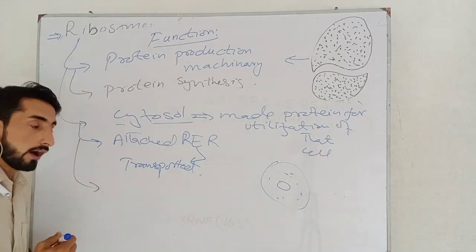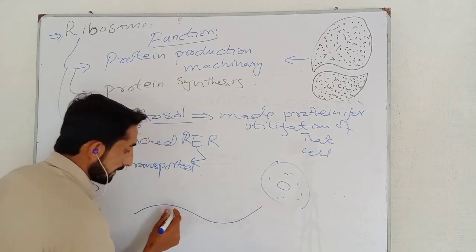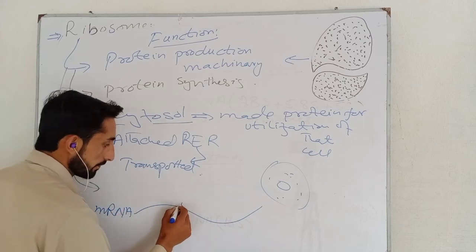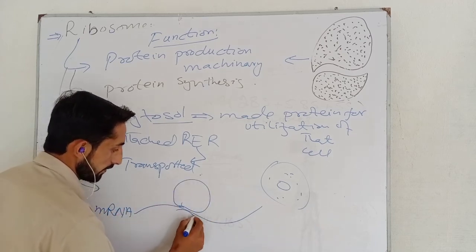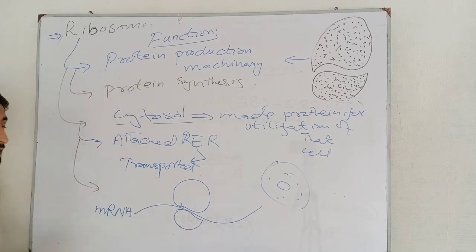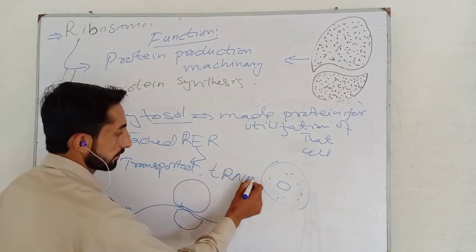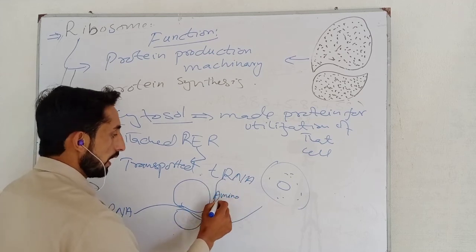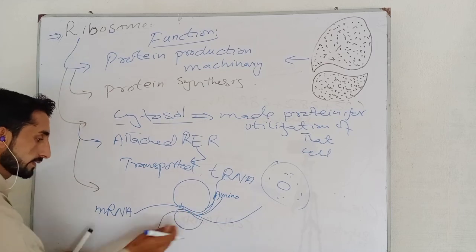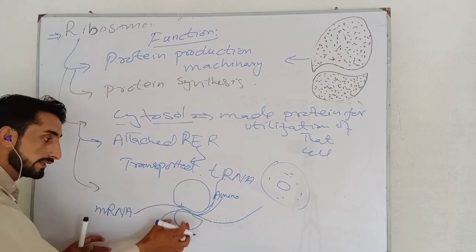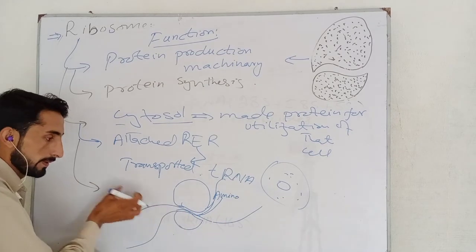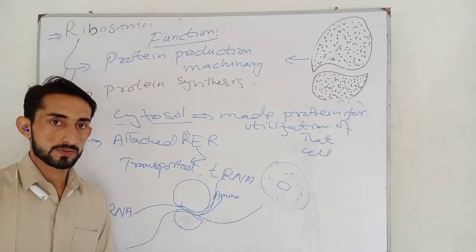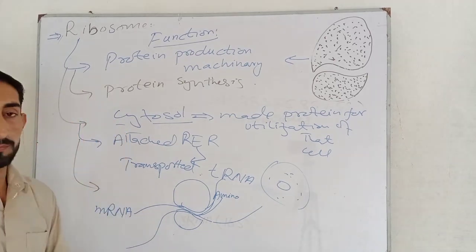When they are about to manufacture protein, they assemble on messenger RNA. Suppose this is the messenger RNA, with the larger subunit, and transfer RNA transports the amino acid which binds here, and thus the polypeptide chain is formed by the help of the ribosome and messenger RNA. So this was the ribosome: structure, composition, discovery, everything about the ribosome.